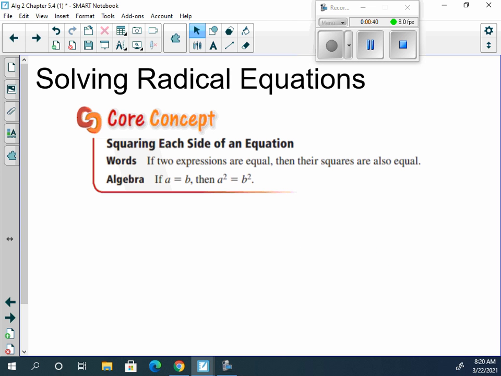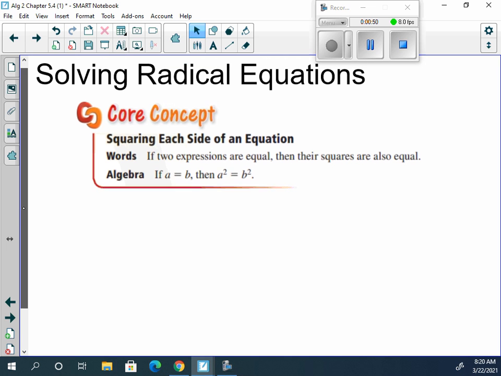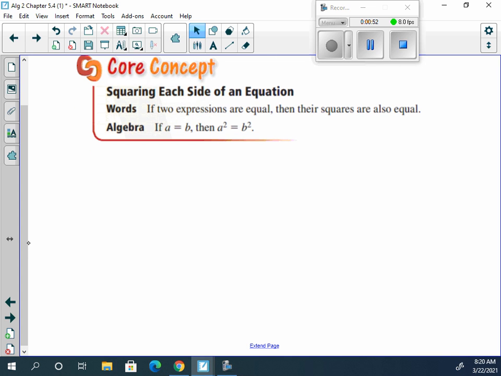Now, what we're going to be getting into today and some of this week is solving equations with radicals. Our first course concept we're looking at today is squaring each side of an equation. If two quantities are equal, so if a is equal to b, then a squared is equal to b squared.